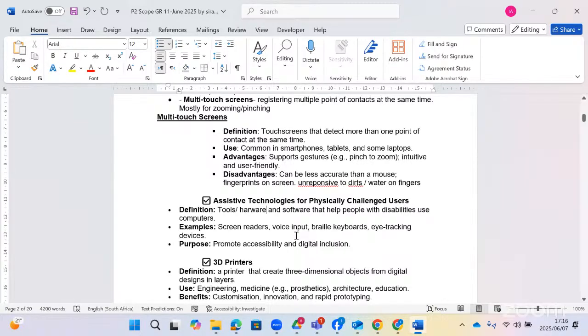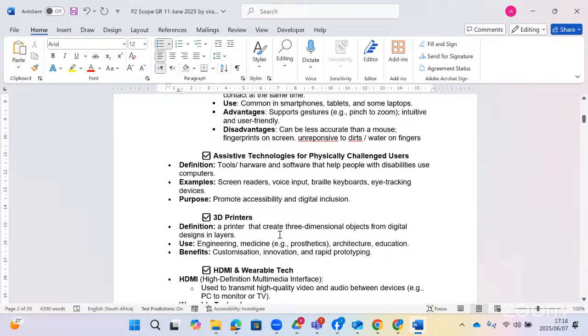Now, the purpose of this assistive technology is to promote accessibility and digital inclusion. In other words, to ensure that no one is excluded in terms of the use of technologies.